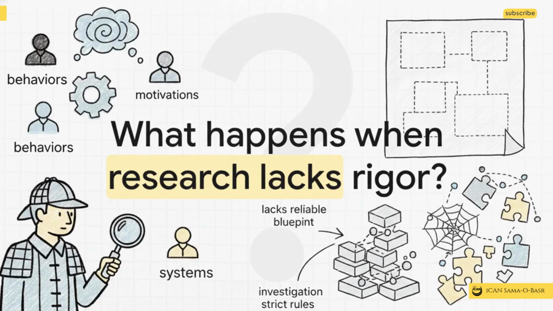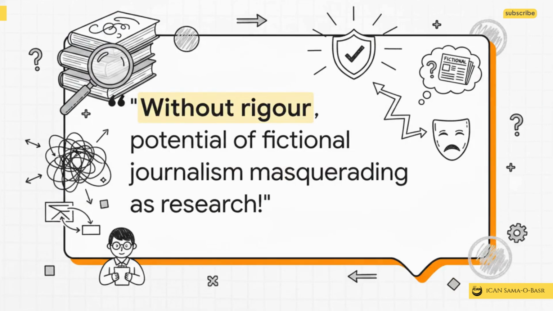When we're dealing with human narratives instead of, say, hard numbers and statistics, ambiguity can easily creep in, and without strict rules, the entire investigation basically falls apart. Now, what's really interesting about this is how perfectly that exact danger is captured by researchers Tobin and Begley. They said, without rigor, there is the potential of fictional journalism masquerading as research.